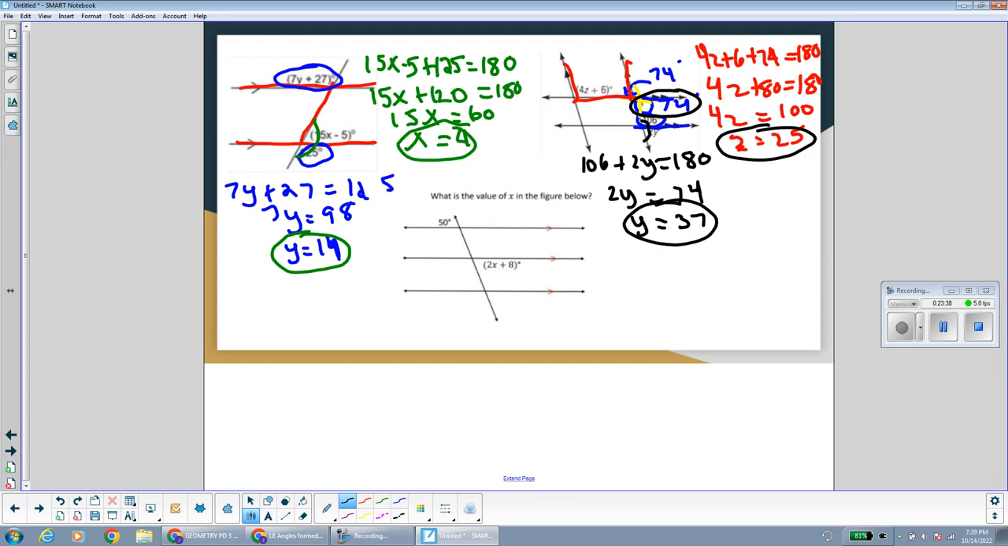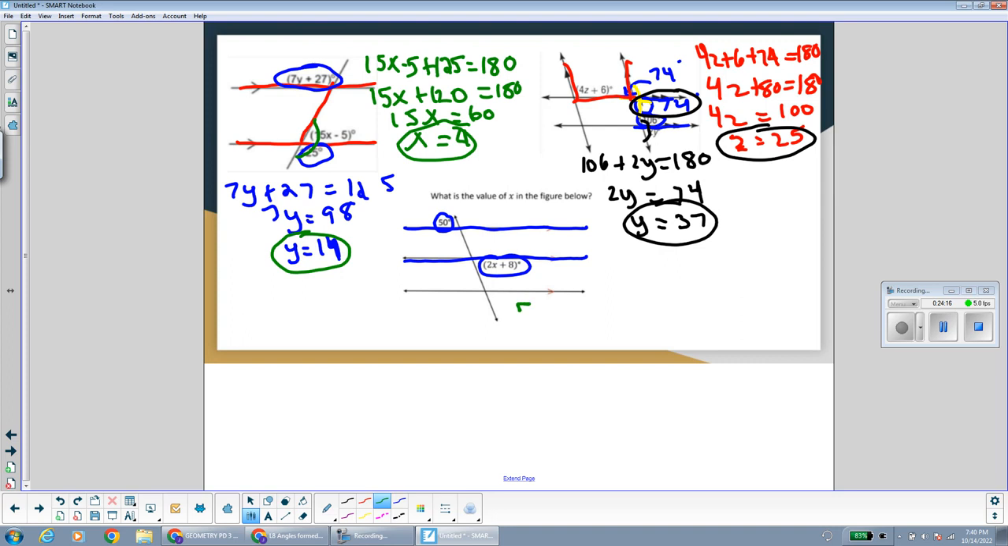In this last example, we need to find x. Even though there are 3 parallel lines here, we only need to focus on the ones that have the angles that we're interested in. So this parallel line is forming this angle. This parallel line is forming that angle. So I noticed that the 50 and the 2x plus 8 are exterior angles. They're outside of the parallel lines. And they're alternate, different sides of the transversal. This to the left, this to the right. So alternate exterior angles are congruent when parallel lines are cut by a transversal.